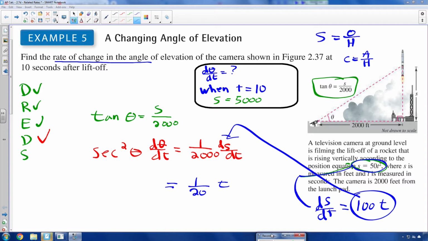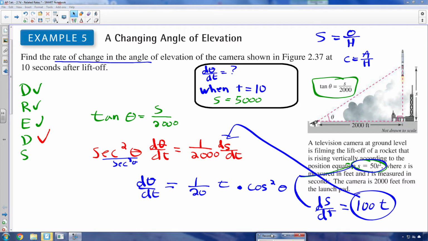I'm going to divide by secant squared. If I divide by secant squared, I'm multiplying by cosine squared of theta, to get rid of the secant squared. Dividing by secant squared of theta is the same as multiplying by cosine squared of theta. So now I know d theta dt is equal to all this stuff on the other side of the equation. So what seems to be unknown?